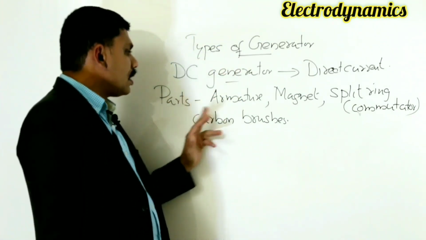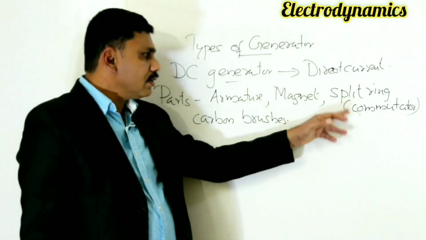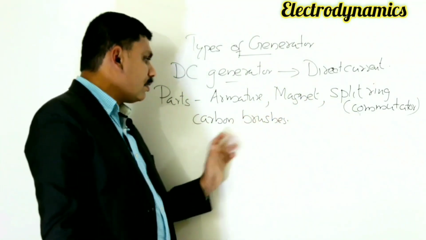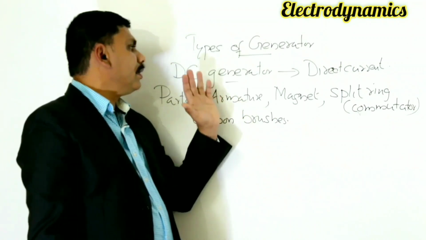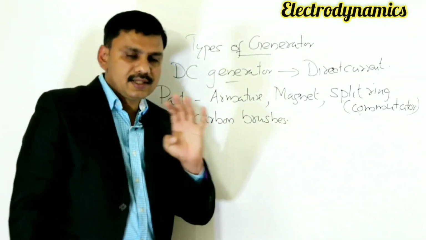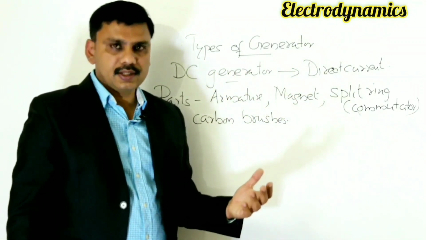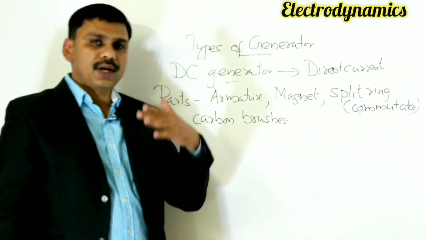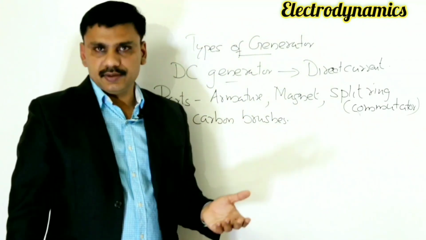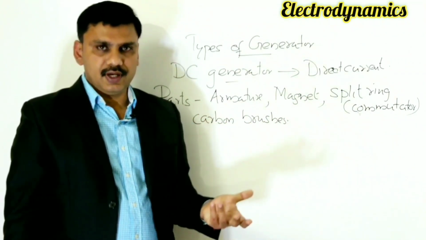Which are the main parts? Armature or a coil, magnet, split ring or a commutator, and carbon brushes. So these are the main parts of DC generator. DC generator gives direct current or direct voltage. So what is happening here? The coil is rotating in a magnetic field.